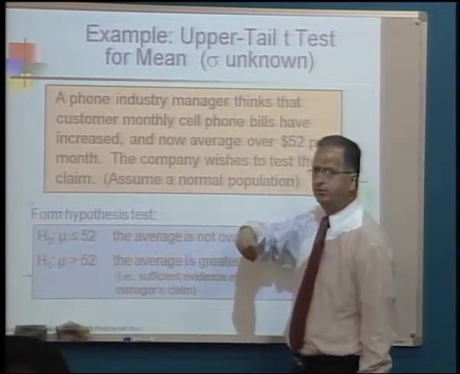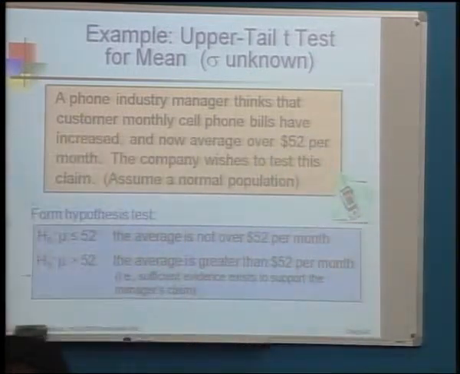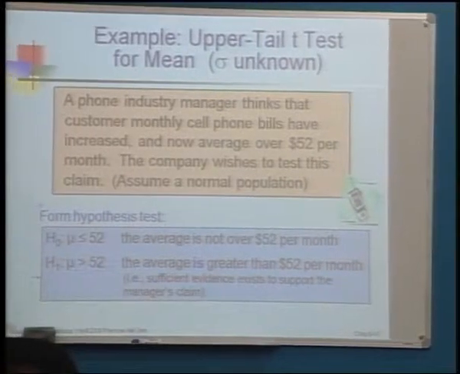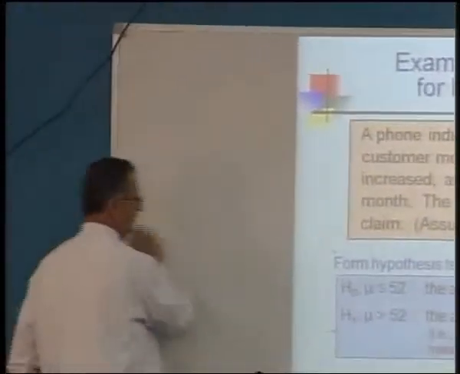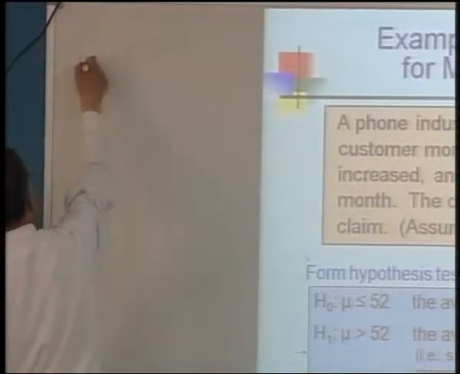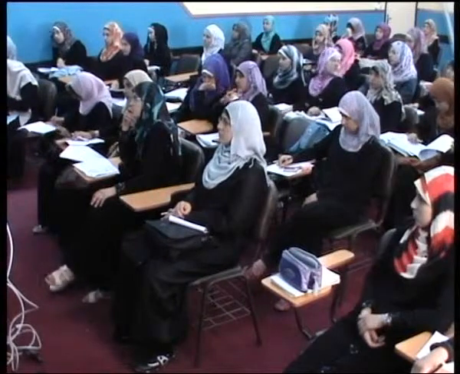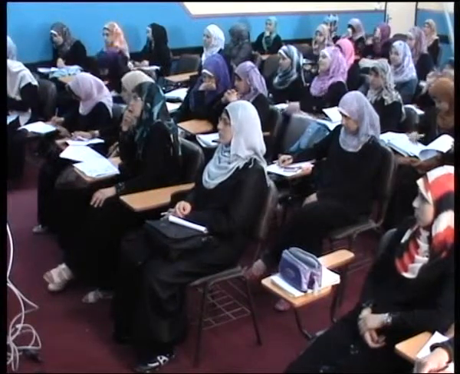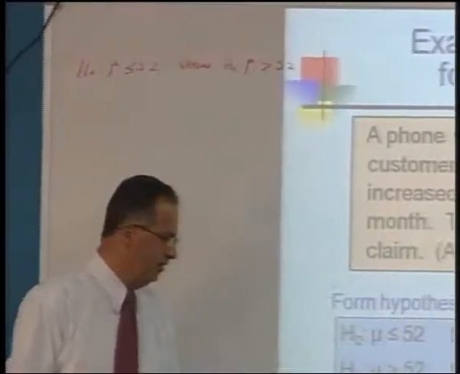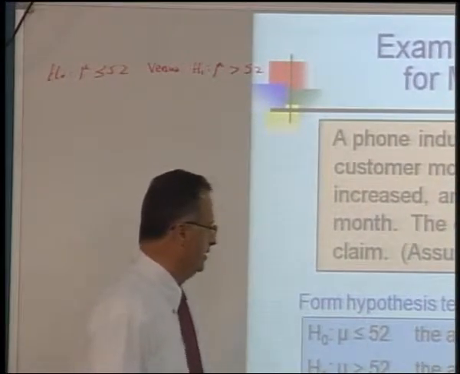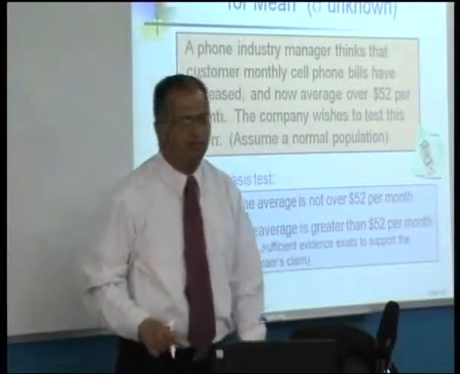So first step, we have to state the appropriate null and alternative hypothesis. Based on this problem, we can easily figure out that we are testing mu smaller than or equal to 52 against the alternative mu is above 52. So this is step number one. We have to state the null and alternative hypothesis. The mu above 52 means the average is greater than $52 per month.